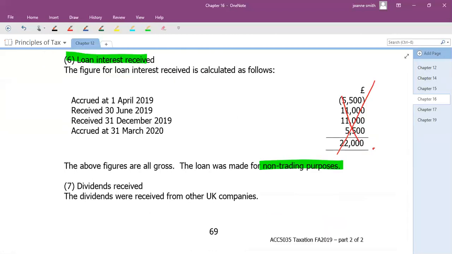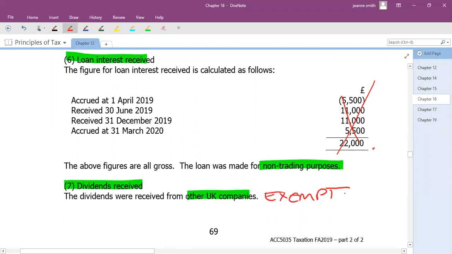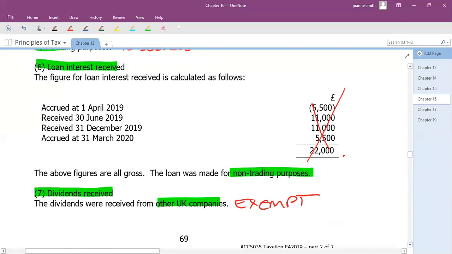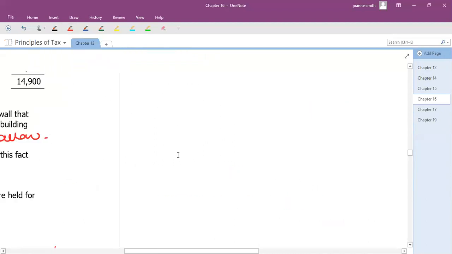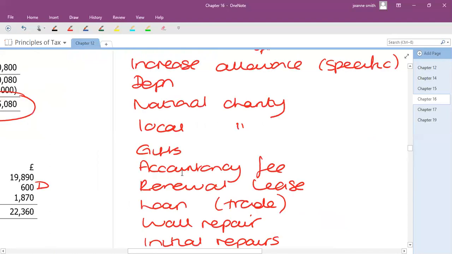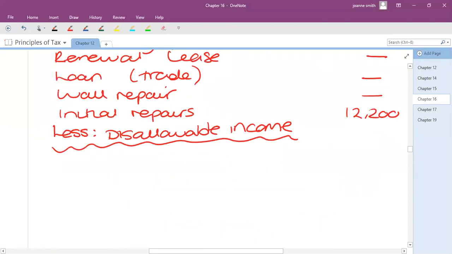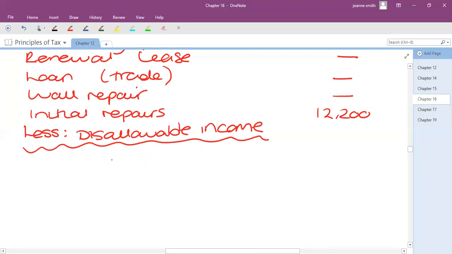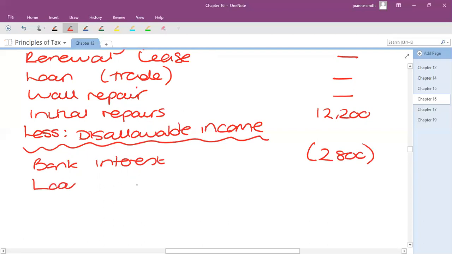And then the other item you've got there is the dividends, and it says they're from other UK companies. Remember, dividends from UK companies are exempt, so we don't want to have those in there because we don't want to pay tax on them. So it is in this question, as it normally is, that all of the other income items need to be deducted. So we're just copying down what's on the P&L. So we've got bank interest, 2,800. We've got the loan interest, which is 22,000, and we've got the dividend.